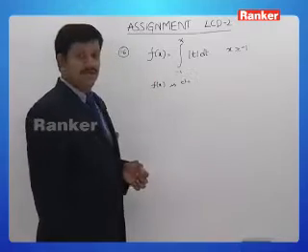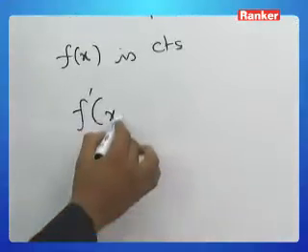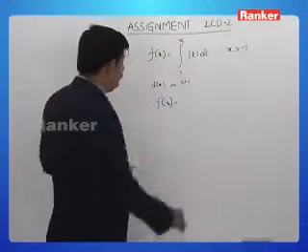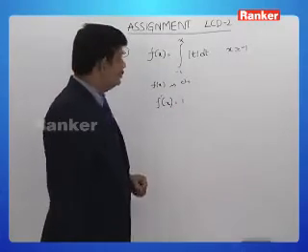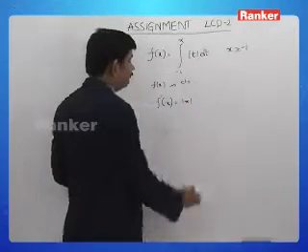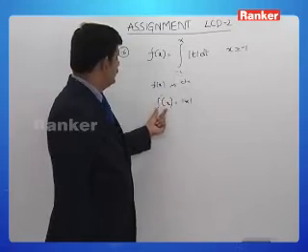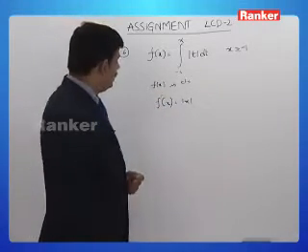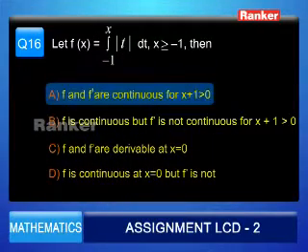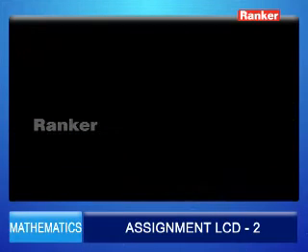And even the derivative of f of x, f dash of x, by Newton-Leibniz rule, is given by the derivative of the upper limit, 1, into substituting x in place of t in mod t, giving mod x, minus the derivative of the lower limit, which is 0. So f dash x is mod x, and mod x we know is a continuous function. So f of x and f dash x are both continuous, and it is option A. Answer is option A. Next question.